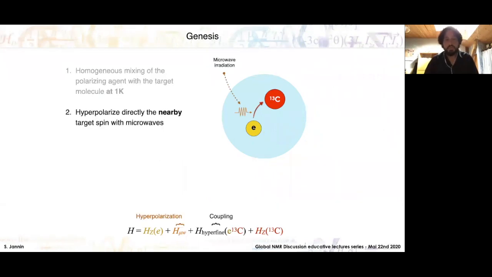And then you shine microwave at a frequency which is really close to the center of the electron spin resonance, and you transfer polarization from your electron to the nuclear spin. So I will not talk about this in detail because it has already been nicely explained by Monu in the first tutorial.